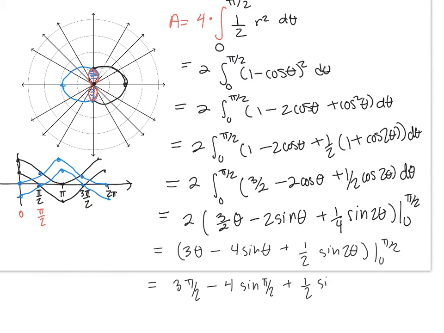Plus 1/2 sine of pi, and then minus what looks like will be 0. So that's 3 pi halves minus 4, and that's definitely wrong.